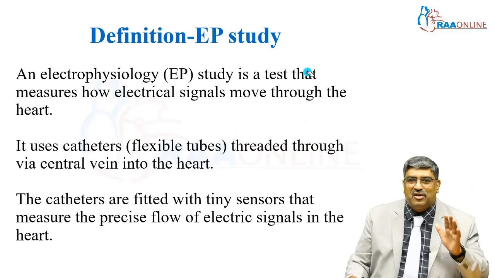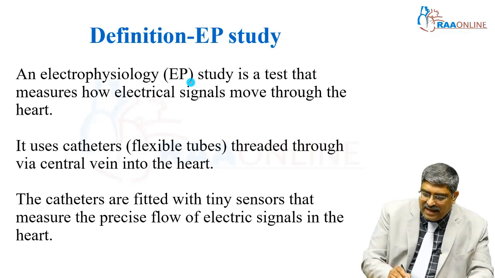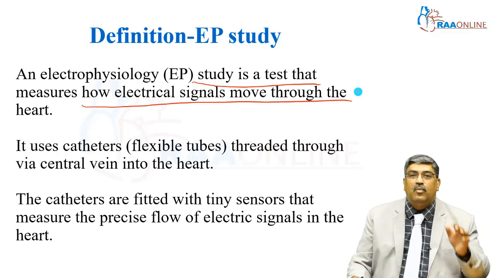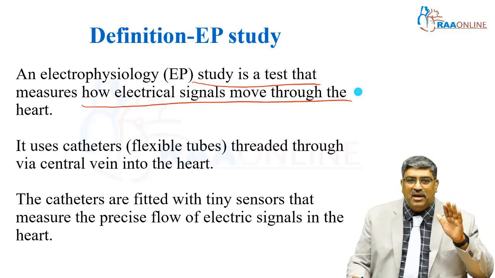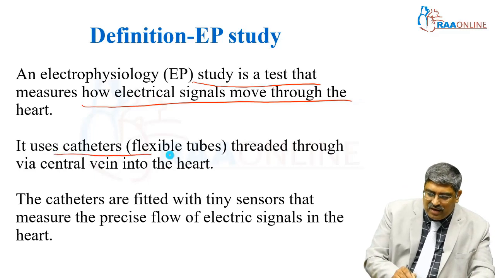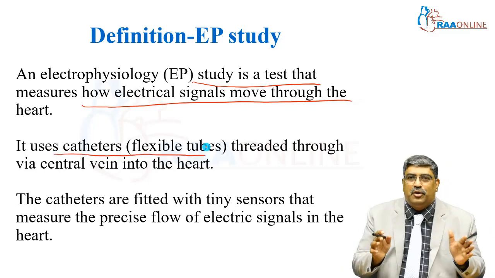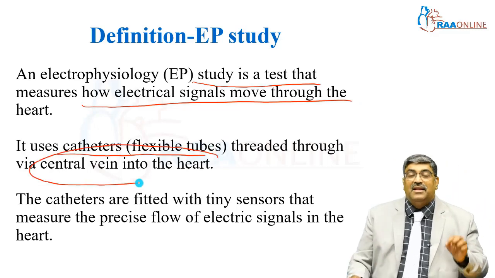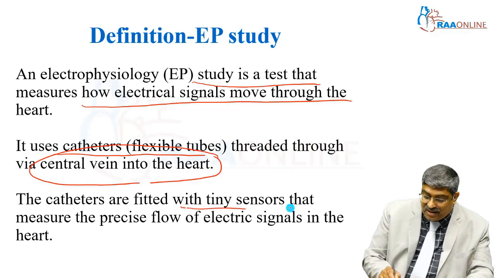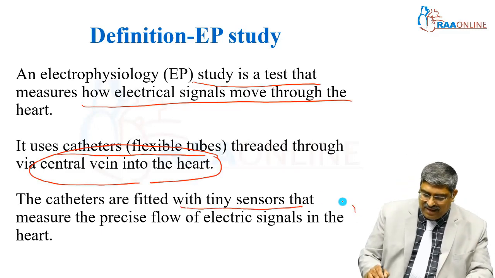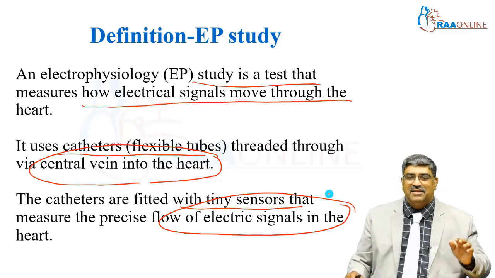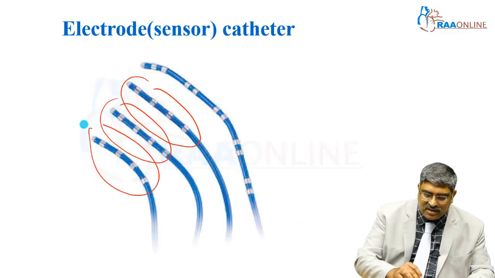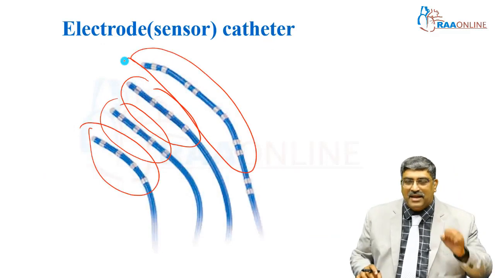Coming to the definition of electrophysiological study, it is a test that measures how an electrical signal moves through the conduction system of the heart. For that, you need various catheters, which are flexible tubes threaded to the heart through the central vein. These catheters are fitted with tiny sensors that measure the electrical signals in the heart. These are all the various sensors which are located in the catheter. This measures the electrical signal.